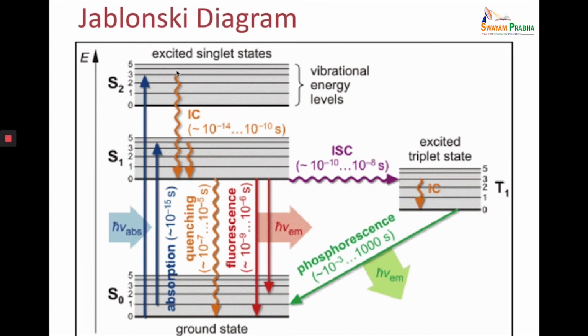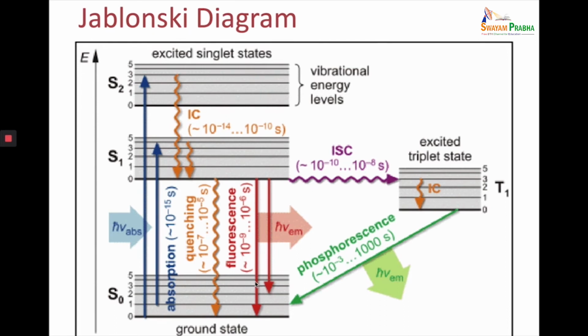and from the excited state it comes back to the ground state in various forms. It could be done through a radiative transition or a non-radiative transition. The non-radiative transitions are internal conversion and intersystem crossing. The radiative transitions are fluorescence and phosphorescence. So the transition from S1 to S0 is fluorescence. The transition from T1 to S0 is phosphorescence.